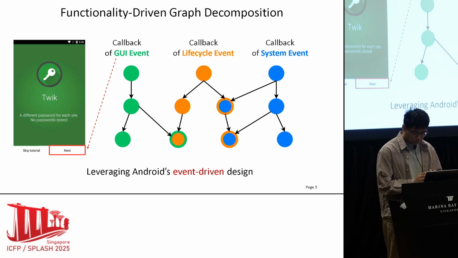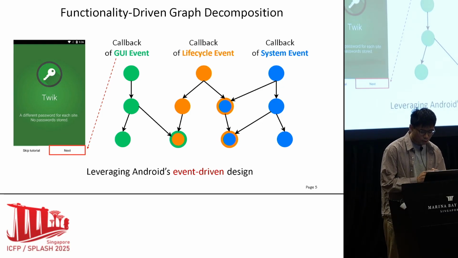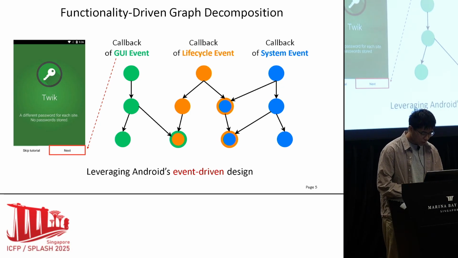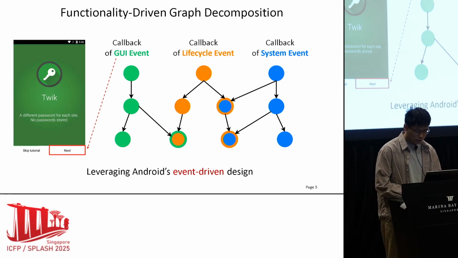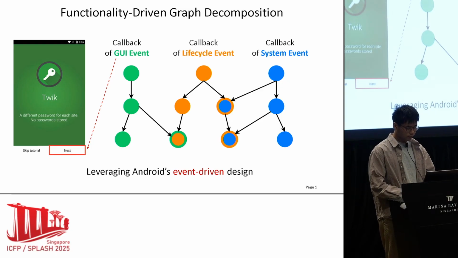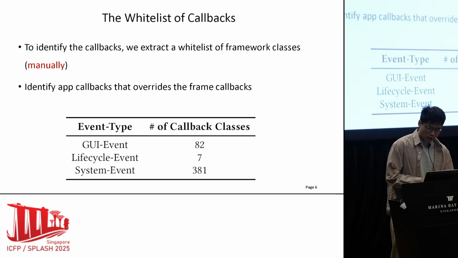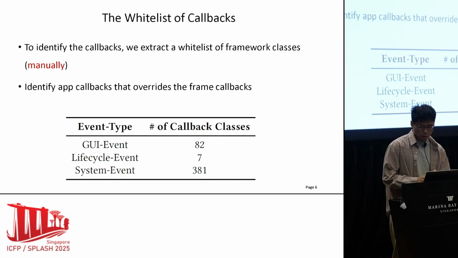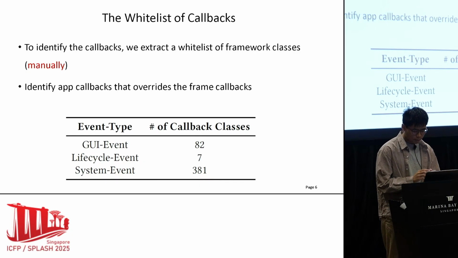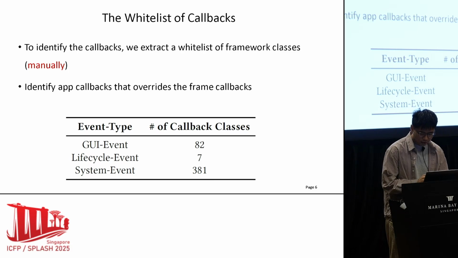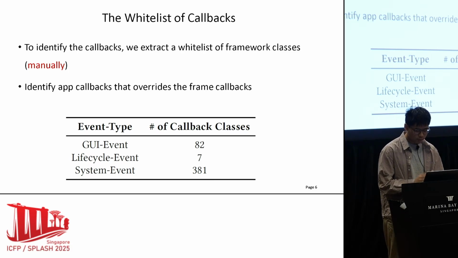And then ApkDiffer partitions the whole graph into smaller subgraphs, and each subgraph corresponds to one of these functionality units. For example, we can separate all methods starting from the callback of the next button click to form a subgraph, which is marked as green in this figure. To identify the callbacks of these events, we manually construct a whitelist of framework classes where the callback interfaces are defined. And then we identify application callbacks that override these framework callbacks.